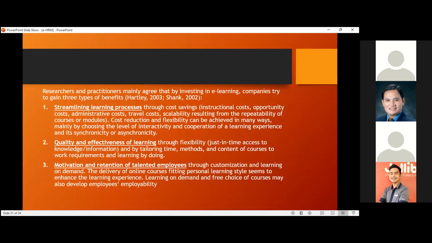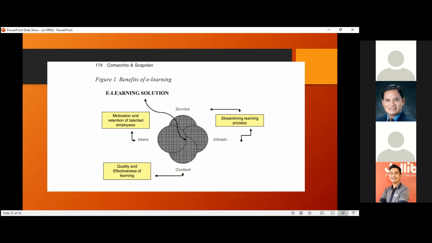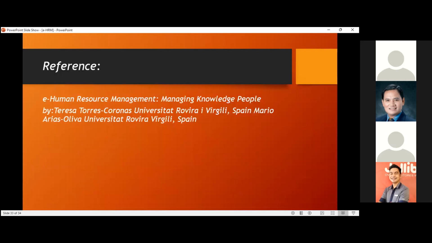Motivation and retention of talented employees through customization and learning on demand. The delivery of online courses fitting personal learning style seems to enhance the learning experience. Learning on demand and free choice of course may also develop employees' employability. So, to give a visual representation of the benefits, ito po. So, reference: Human Resource Management by Teresa Torres Corona.